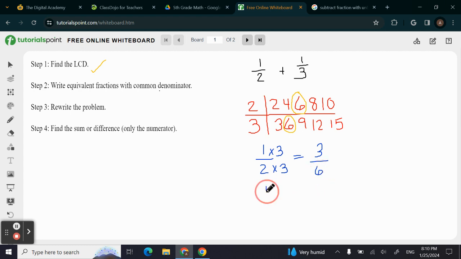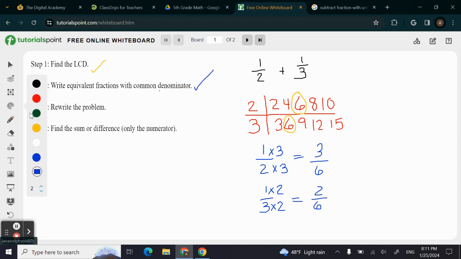Now let's do the same thing with 1/3. What times 3 is 6? 2. What you do to the bottom, or the denominator, you have to do to the numerator. 1 times 2 is 2. 3 times 2 is 6. And so now we have our equivalent fractions with a common denominator. Check.